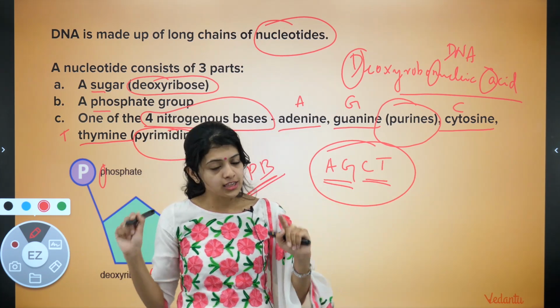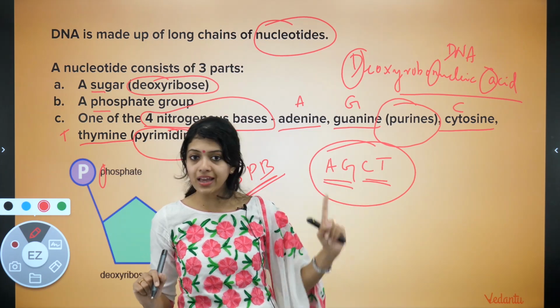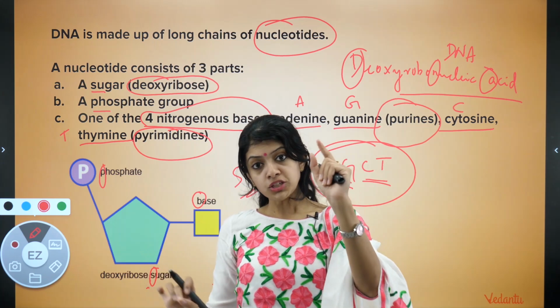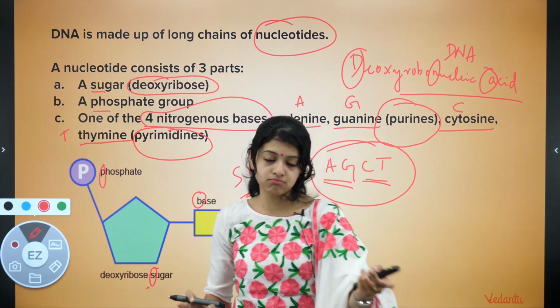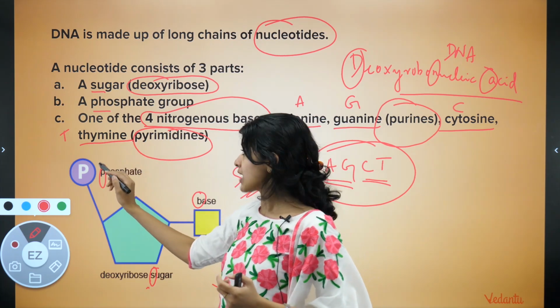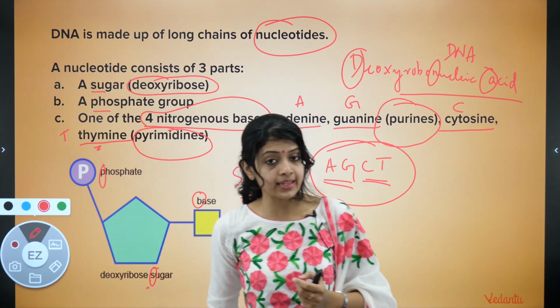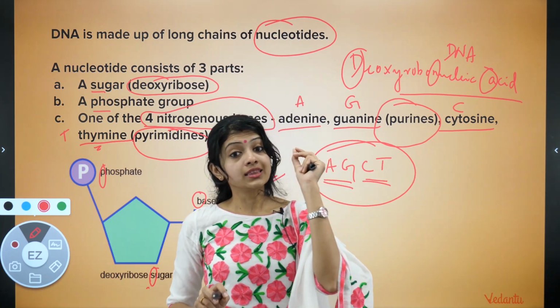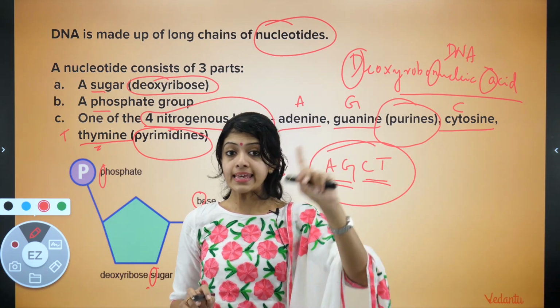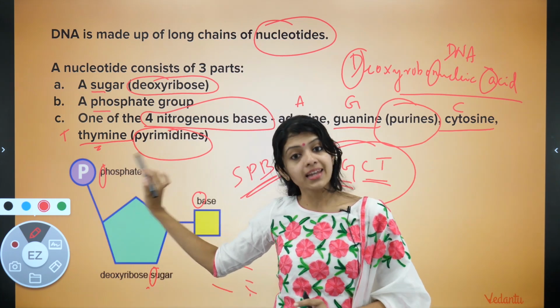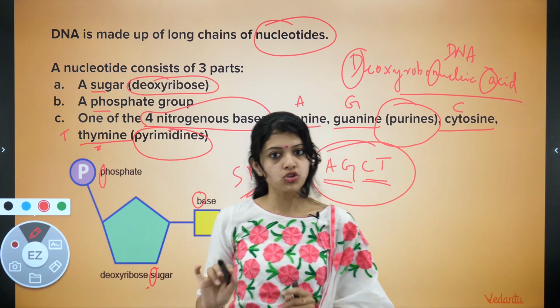Okay, and get the spellings right also, because they are very, very important. One common mistake that children generally make, even teachers often make, is with thymine. The spelling of thymine is T-H-Y-M-I-N-E. It's not T-H-I-A-M-I-N-E. So keep that in mind. T-H-I-A-M-I-N-E is a vitamin. T-H-Y-M-I-N-E is the nitrogenous base that we are talking about today.